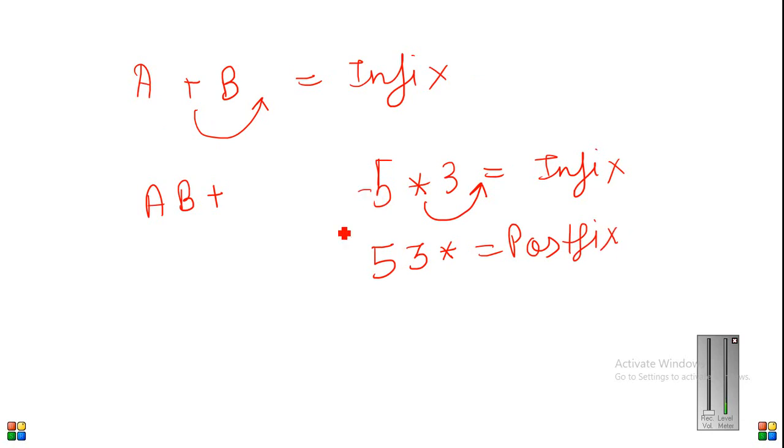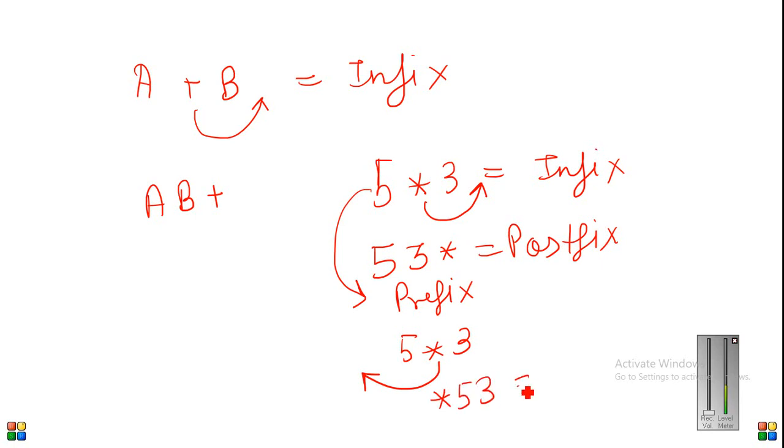Can you guess what will be the prefix? What is pre? Pre is before. So we have 5 into 3. So this star will move here. So star 5 3 will be the prefix of it. Let us take one more example. 5 multiplied by 8, right?